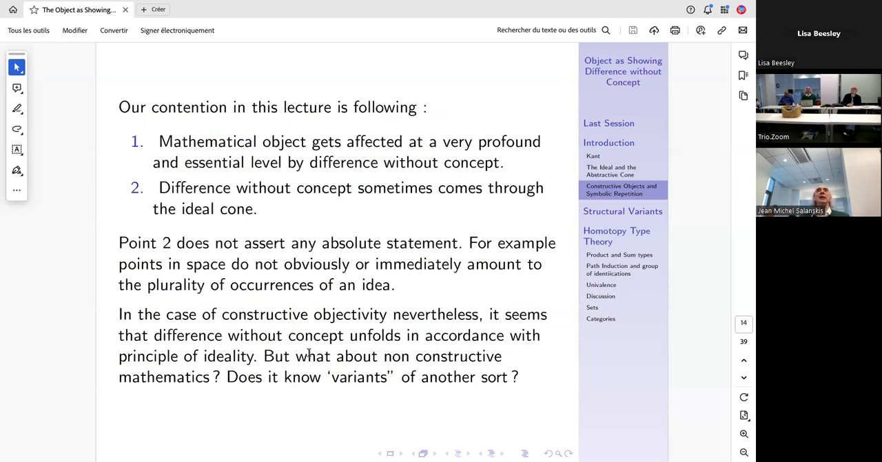So in this new chapter, my contention is that mathematical object gets affected in a very profound and essential way by difference without concept. And sometimes difference without concept comes through the ideal cone, because it's a case of difference without concepts when we have an idea which dominates a lot of occurrences. And in that case, there is no conceptual difference between these occurrences. In the case of constructive objectivity, it overlaps perfectly, because constructive objectivity is totally made out of symbolic repetition. So in that case, difference without concepts is exactly measured and framed by the ideal cone. But what happens in non-constructive mathematics?